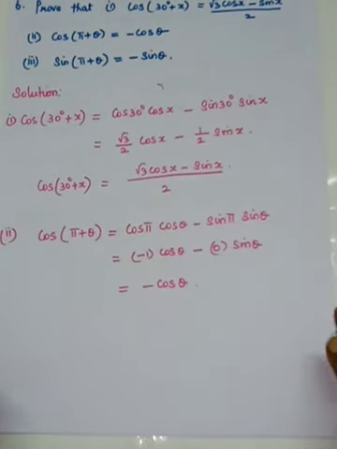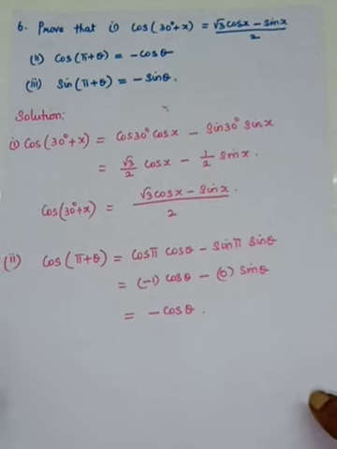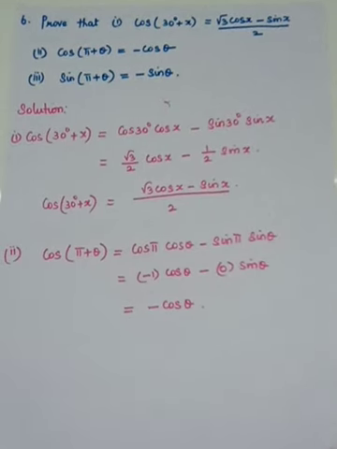Okay, come to problem number 6. What is it? Prove that, first subdivision, cos of 30 degree plus x is equal to root 3 cos x minus sin x divided by 2. And the second one, cos of pi plus theta is equal to minus cos theta. Sin of pi plus theta is equal to minus sin theta. The third subdivision you have to try on your own.